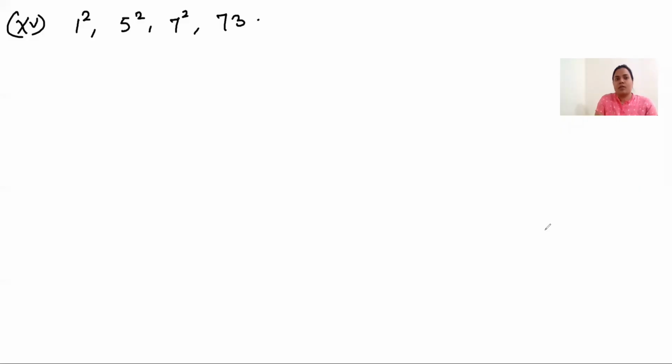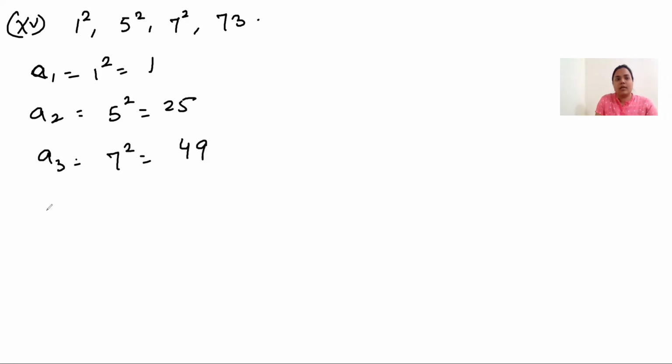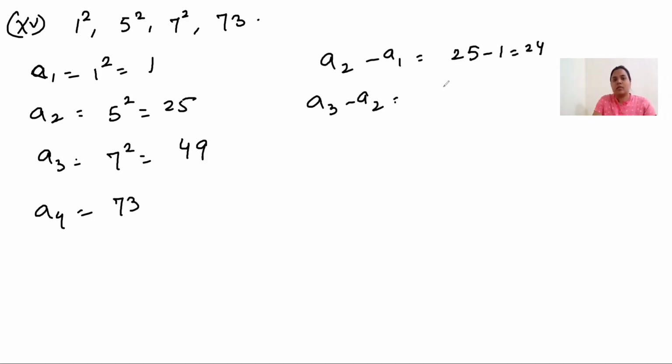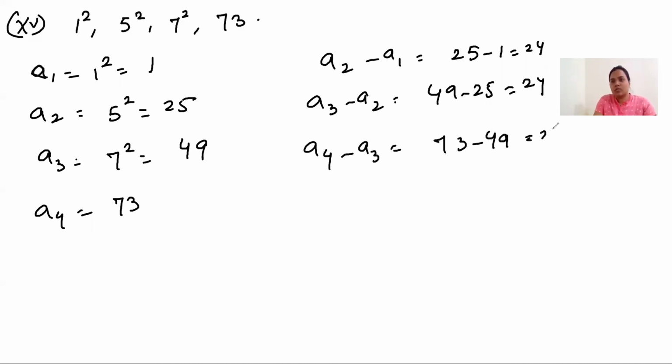Correct? Let's move to the next question. A1 is 1 square, that is 1. A2 is 5 square, that is 25. A3 is 7 square, that is 49, and A4 is 73. So A2 minus A1 is 25 minus 1, that is 24. A3 minus A2 is 49 minus 25, 24. And A4 minus A3 is 73 minus 49, that is 24.